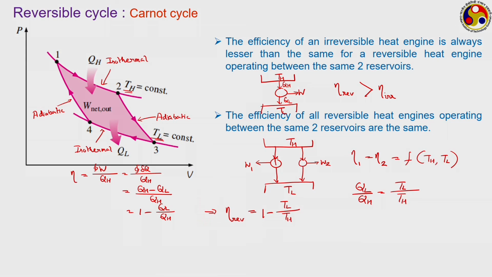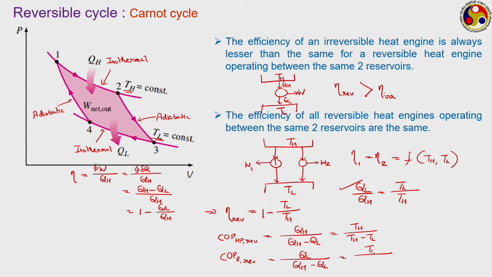The same principle is also applicable to reverse heat engines. Like COP for a reversible heat pump, we know COP for any heat pump is QH by QH minus QL. Using this equality, you can easily relate this as TH by TH minus TL, and similarly COP for a reversible refrigerator, which is generally QL upon QH minus QL, will come as TL by TH minus TL.